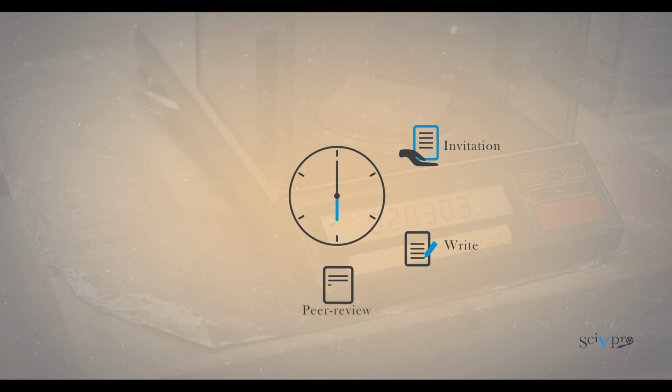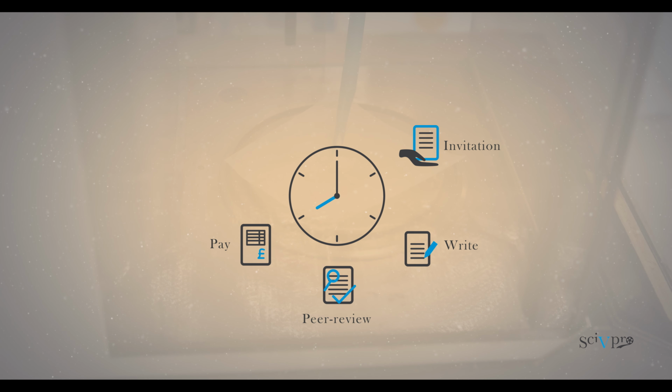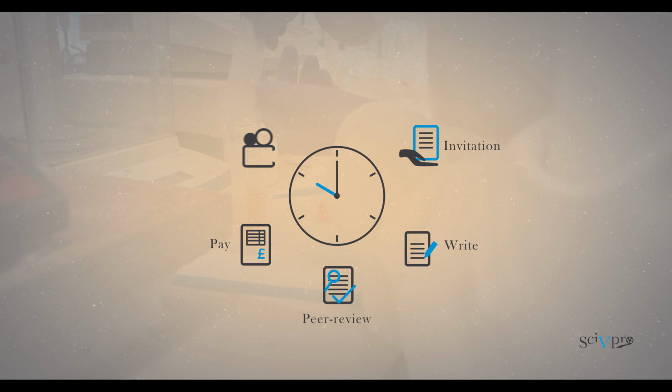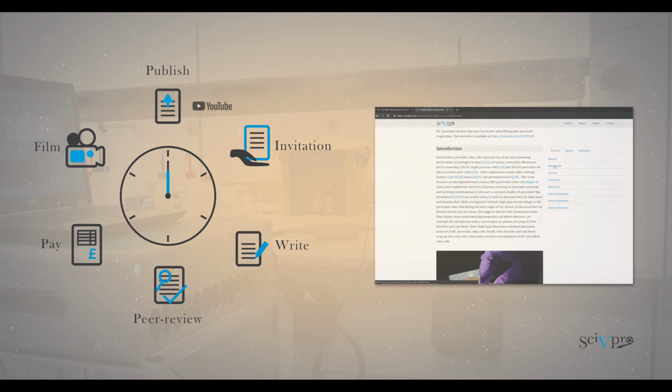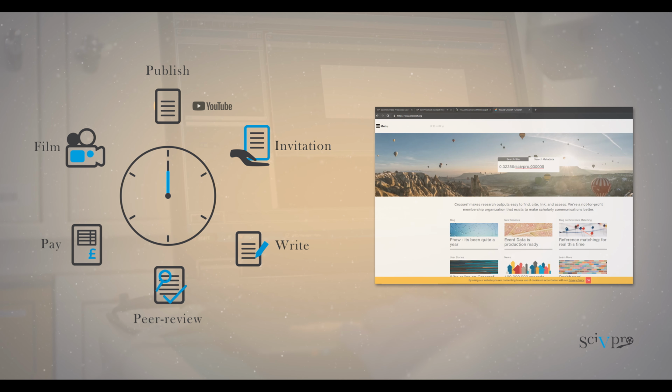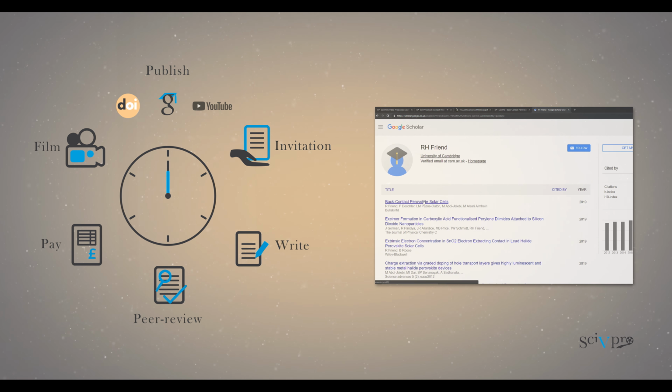If the article passes the peer review process, we will provide you with an invoice for the production. Once we receive the payment, we will schedule the filming. The final video will be published on YouTube and in our platform along with the article. A DOI will be assigned to your article, which will then be indexed by Google Scholar.